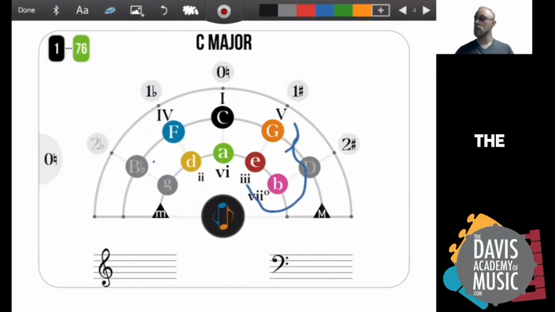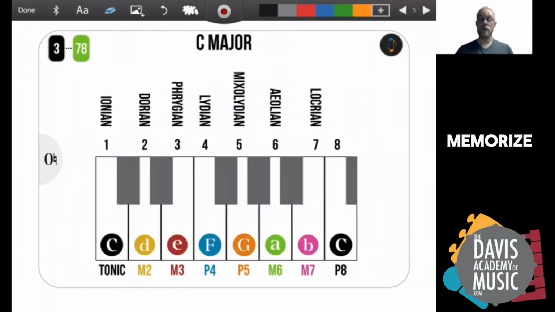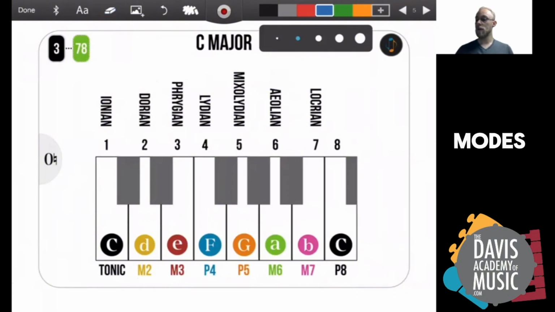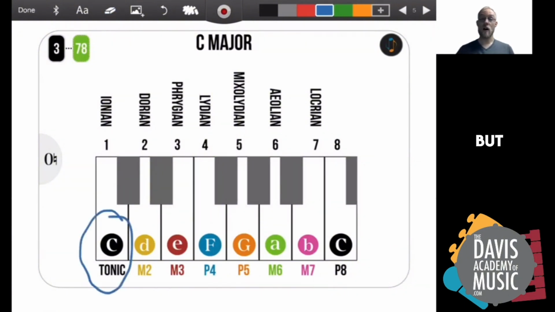I'm about to unlock the secrets of music theory today for you, specifically how to quickly memorize any and all of the modes. If you study this video, you'll be able to play in all of the 7 modes.